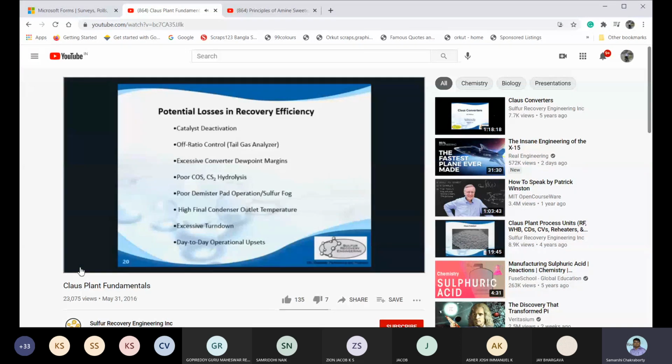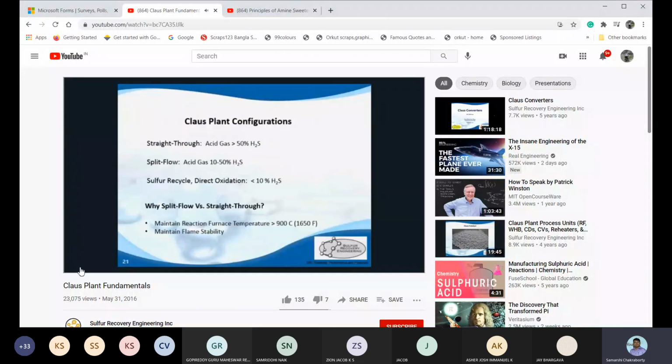Excessive turndown is also a major one, especially nowadays. We're seeing more of this. The sulfur plant doesn't like to run when the feeds are turned way down or we have poor quality feed streams. It has a hard time running way below design capacity. And then our day-to-day operational upsets, which can really cause any of the above losses to happen.